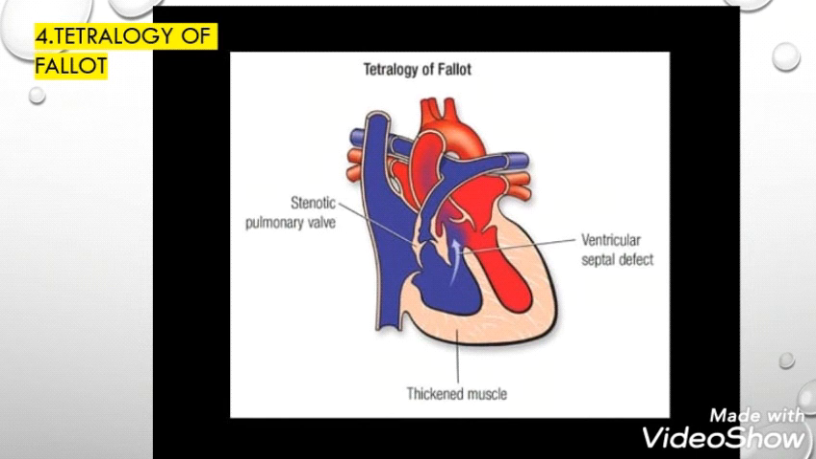Now last, tetralogy of Fallot. This condition is a combination of 4 anatomical abnormalities, including a large ventricular septal defect, stenosis of the pulmonary trunk, an aorta that emerges from both ventricles instead of the left ventricle, and an enlarged right ventricle. The defects cause congenital cyanosis and considerably limit the activity. Patients with severe untreated abnormalities die.